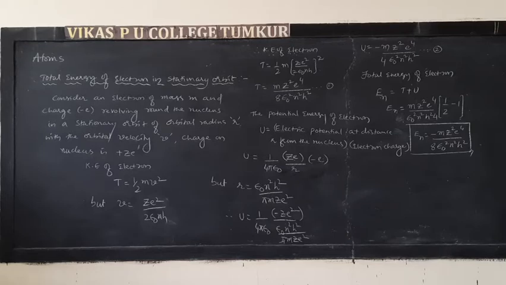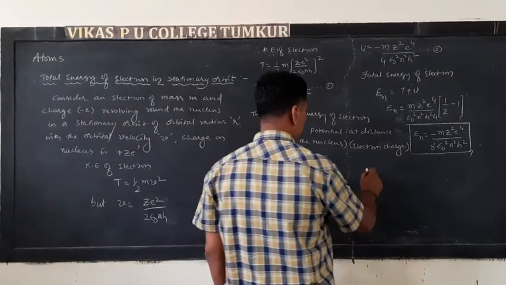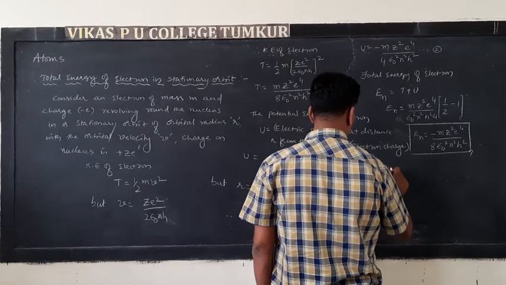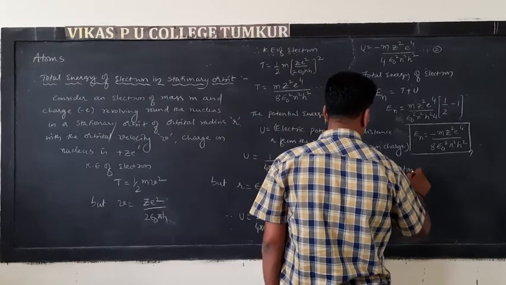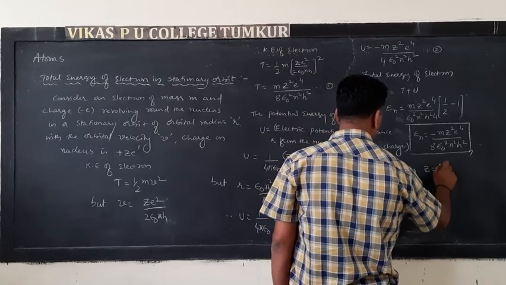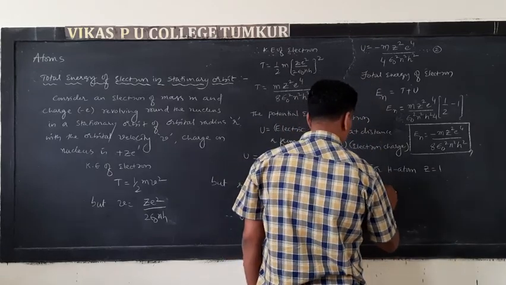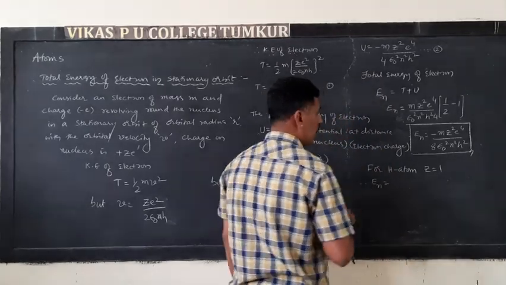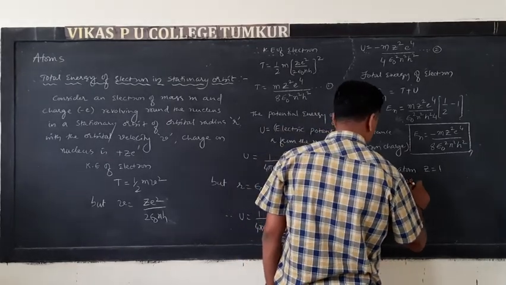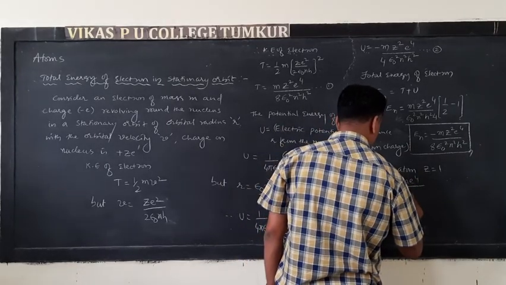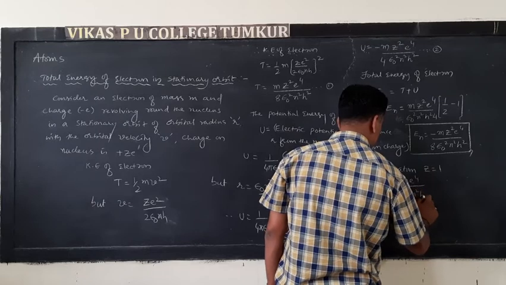If you specifically want it for the hydrogen atom, for the hydrogen atom Z will be 1, and therefore the energy of the electron in the nth Bohr orbit will be minus m e power 4 divided by 8 epsilon naught squared n squared h squared.